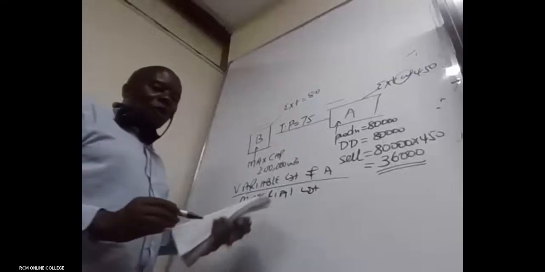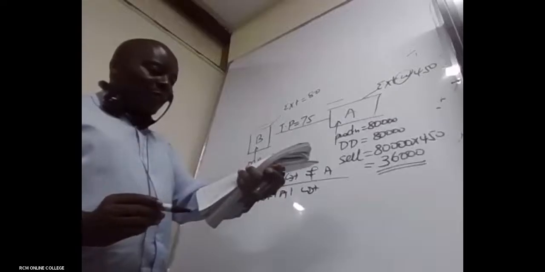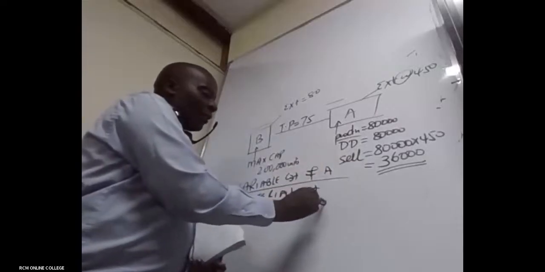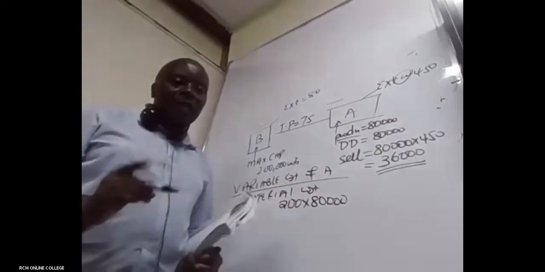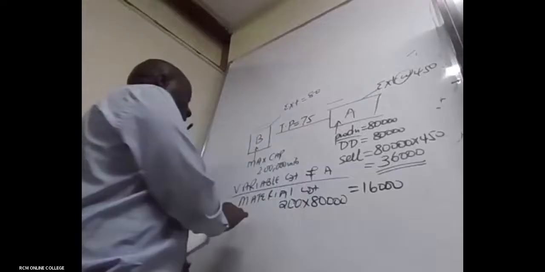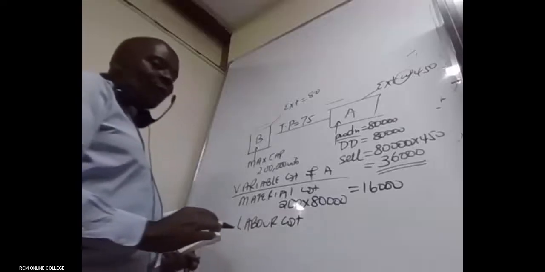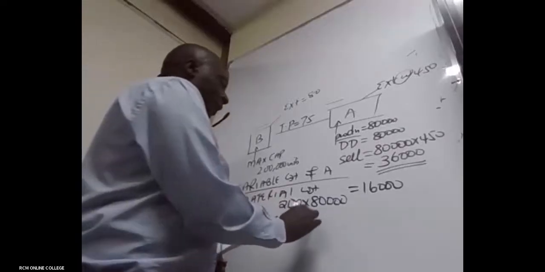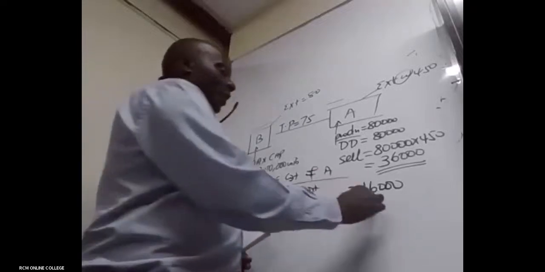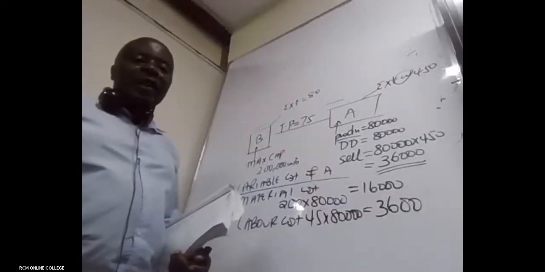Material cost for A. So material cost for A, I should take what times what here, somebody? 200 times 80. You know we are producing 80,000. So 200 times 80,000. That gave you what figure? Thank you, Salma. 16,000. Then we have labor cost. So labor cost, I should take what times what here, somebody? 45 times 80. Which gave you guys what figure? 3,600. Thank you, Rahab.